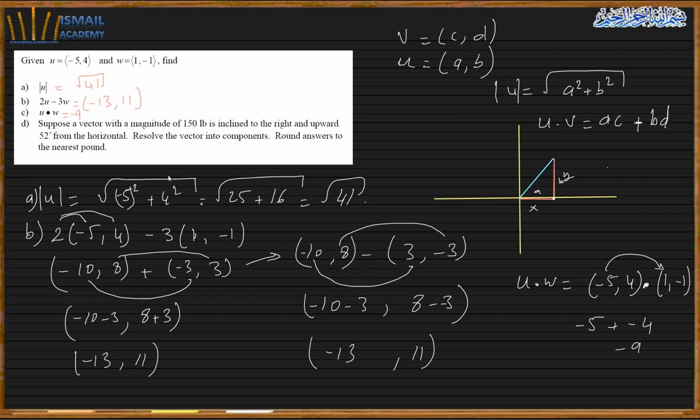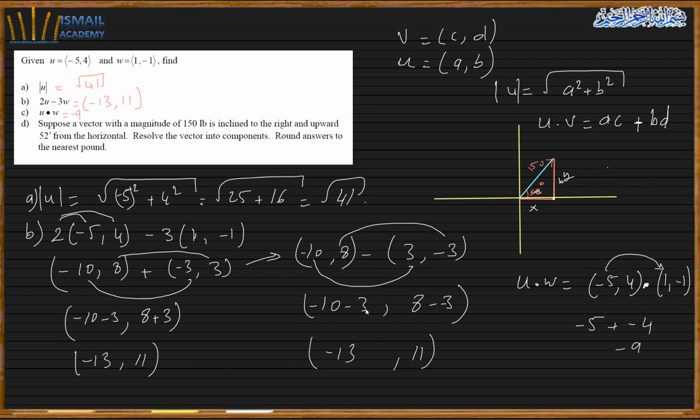Here, suppose a vector with the magnitude 150. So let me use this one. This is 150, this is my vector, and it is inclined to the right and upward by 52 degrees. That means here is 52 degrees from the horizontal. Resolve the vector into components. So I need to find out the x coordinate and the y coordinate. So here I'm going to use the cosine and sine.